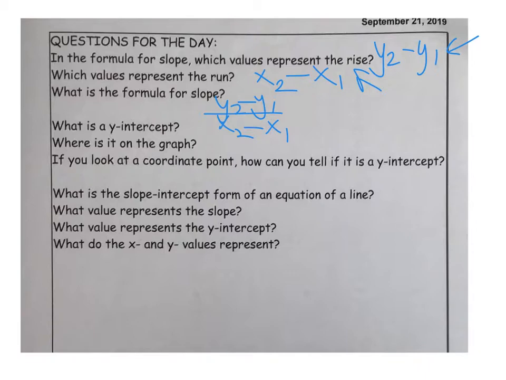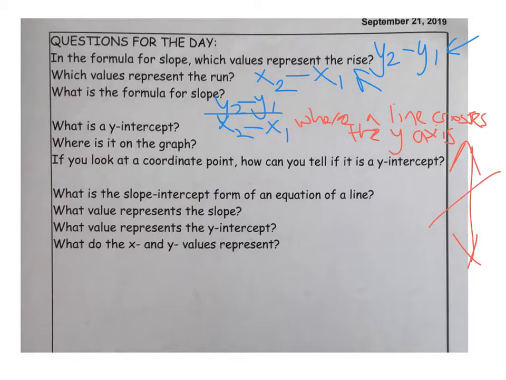What's a y-intercept? That's where a line crosses the y-axis. So where is it on the graph? Well, it's on the y-axis. If you look at a coordinate point, how can you tell if it's the y-intercept? Well, once again, it's on that y-axis, that vertical axis there. If we have a line, where it goes through the y-axis is going to be the y-intercept.